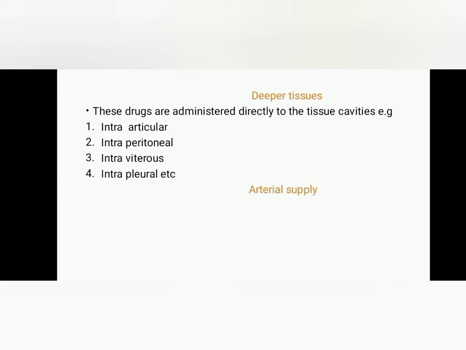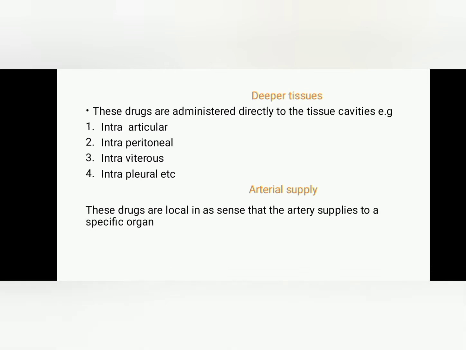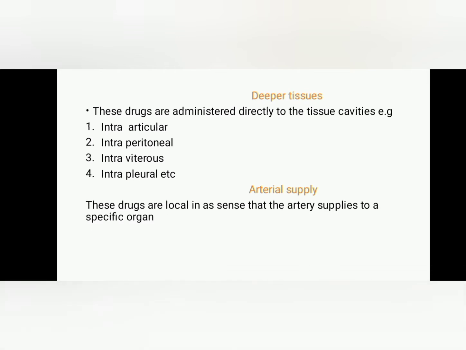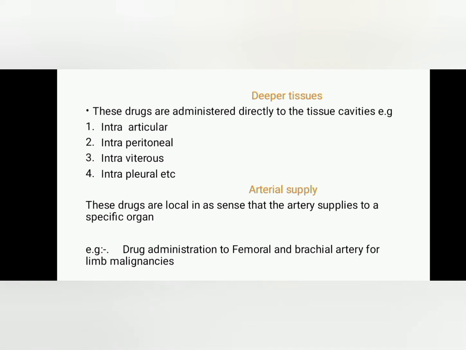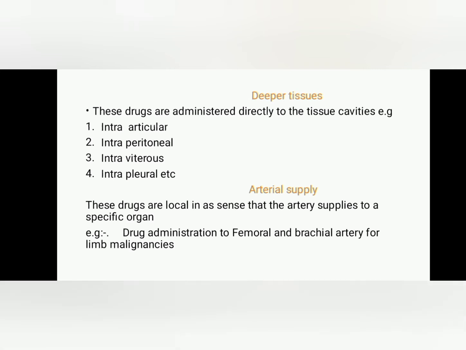Arterial supply. In this route, the drug is directly injected into the arteries. You will think that arteries are distributed all over the body and blood is also distributed all over the body, so how is it local? These drugs are local in the sense that the artery supplies a specific organ. For example, drug administration to the femoral and brachial artery for limb malignancies.